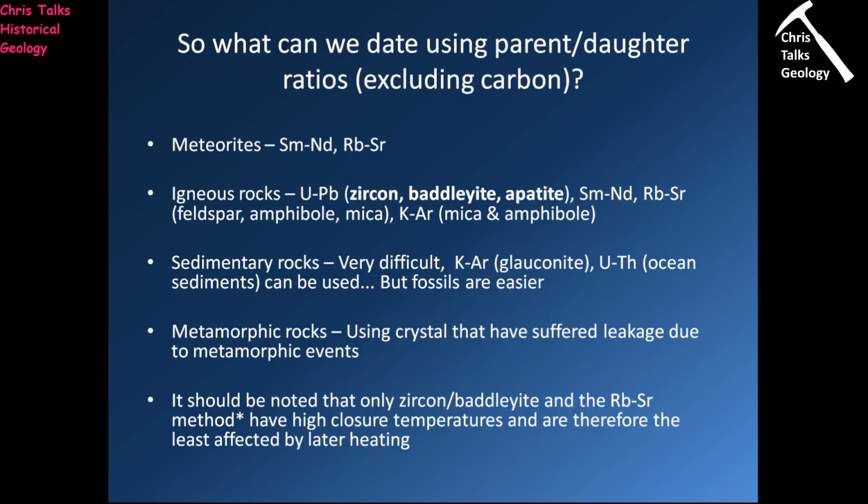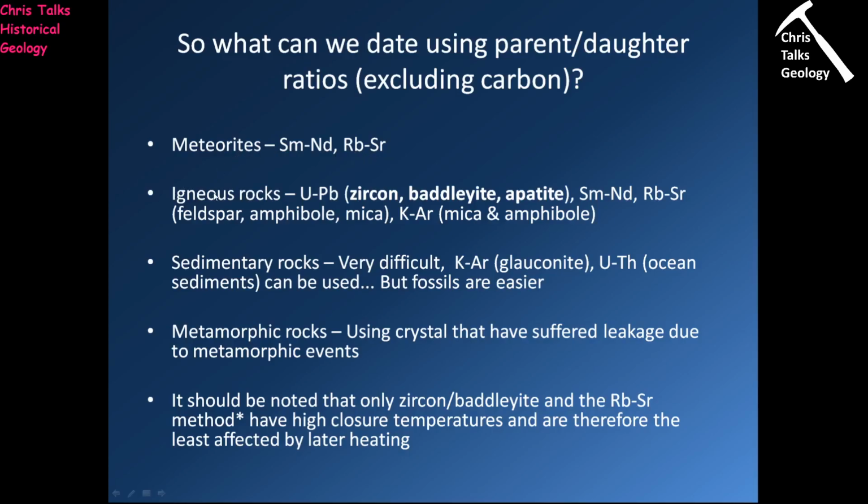So what can we date using parent-daughter ratios, excluding carbon? Well, there's a whole range of stuff we can date. So we can date meteorites. You know, how do we know the Earth is 4.56 billion years? The answer is we took some meteorites and we dated them. And we used samarium-neodymium and rubidium-strontium to date meteorites.